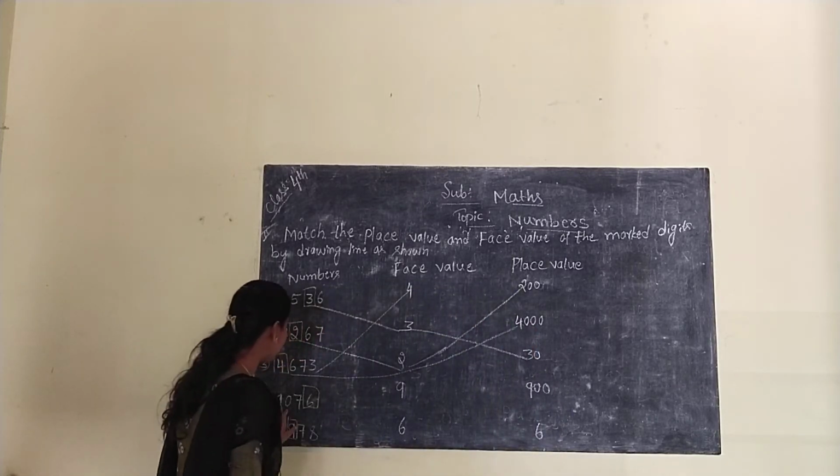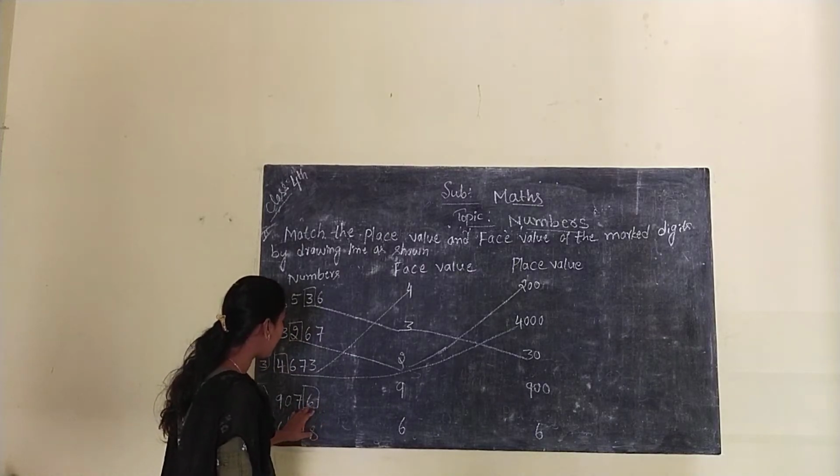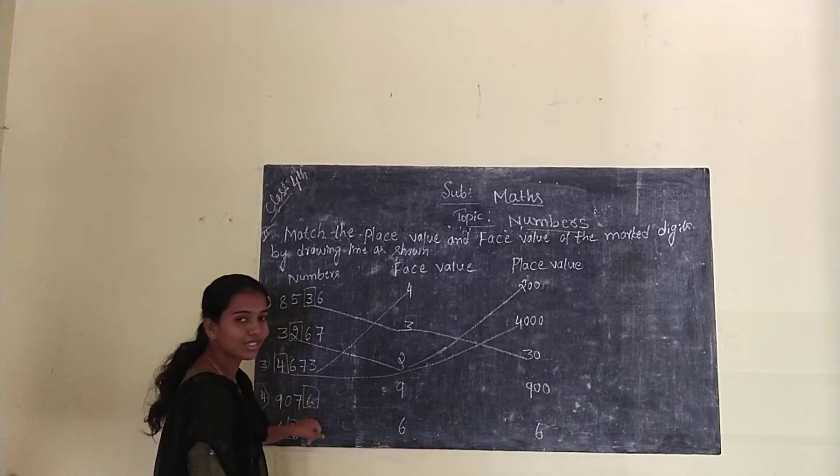Next given number is 9076, which is here in the box. 6.